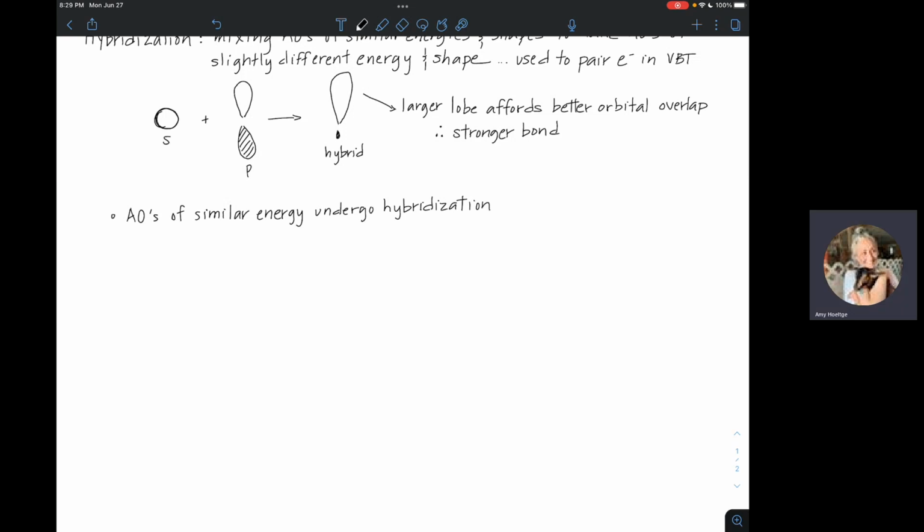And they're going to form hybrid orbitals like we see above. Our s orbital and our p orbital are going to combine, and we're going to make that hybrid. If you remember from molecular orbital theory, this is a similar concept. The number of hybrid orbitals formed is going to equal the number of atomic orbitals that we mix.